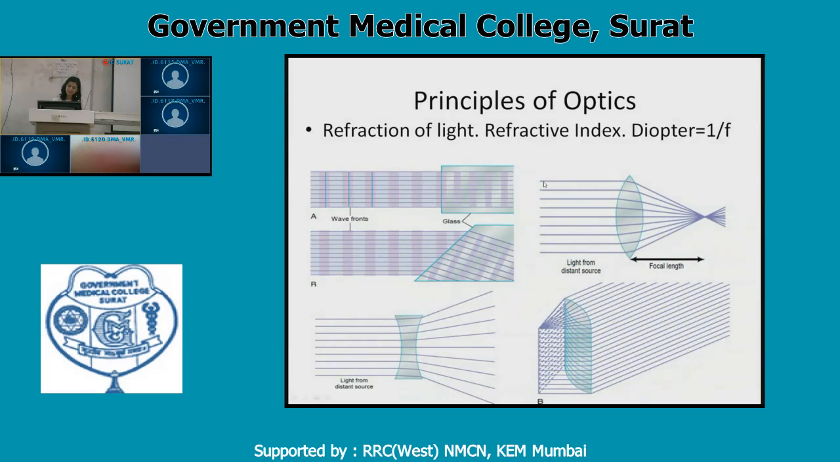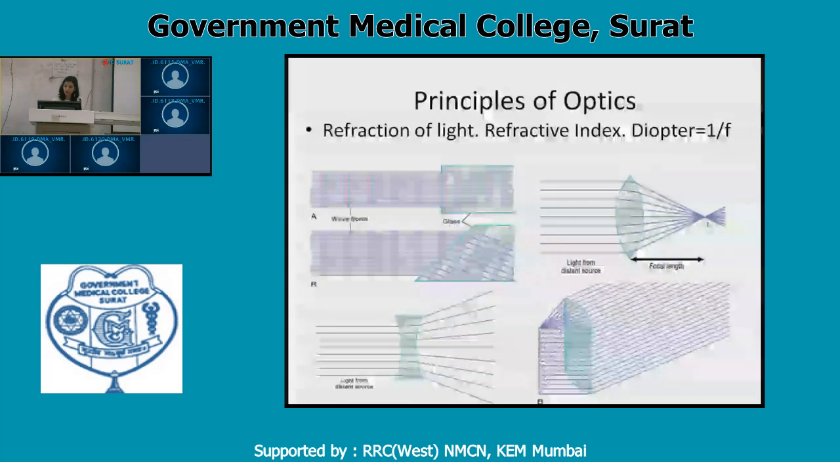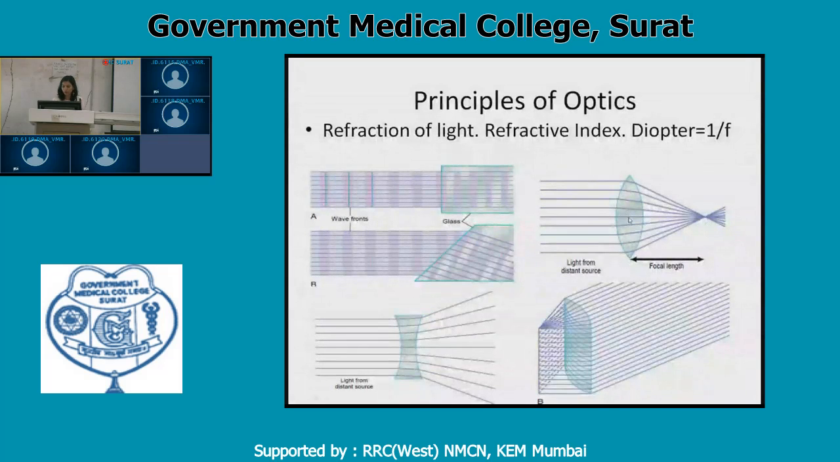When parallel rays coming from a distant object strike the lens, they bend to converge at a point, and the point at which they converge is known as the focal point. The distance between the center of this lens, the nodal point, and this point of convergence is known as the focal length. And 1 upon the focal length in meters is known as the dioptric power of that lens.